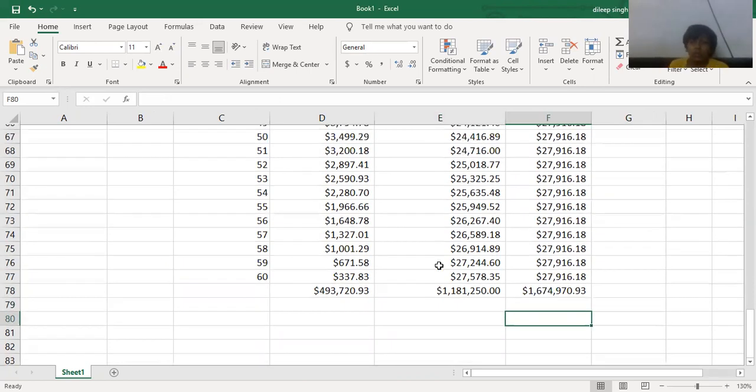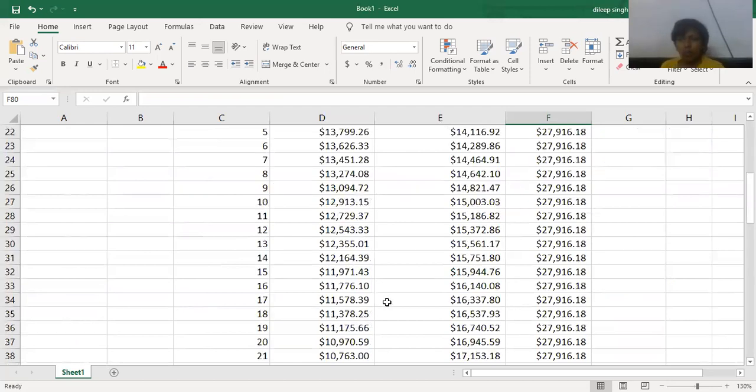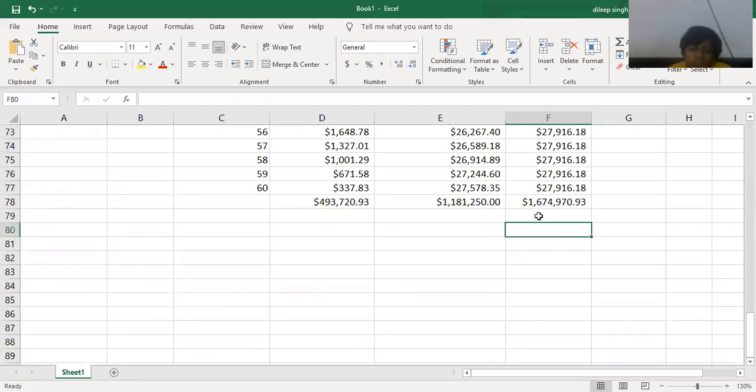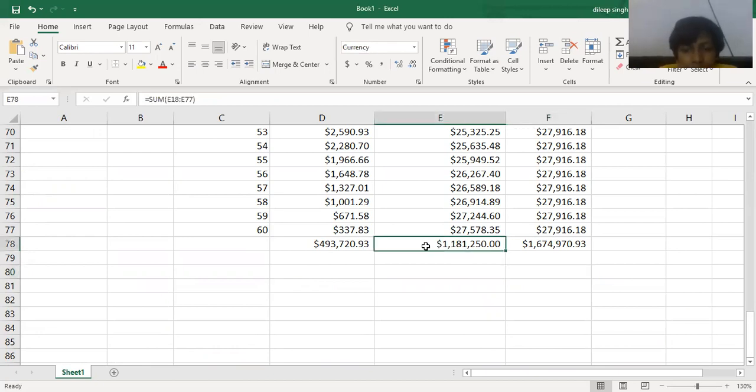So see here, if we take the loan here, the loan is 11,81,250. What amount do we have to pay? We have to pay 16,74,970 rupees 93 paise. And what will be our loss? Our loss is 4,93,720 rupees, because we have to pay this extra amount in response to this. Understood? So that is our loaning amount. Yes, this is the extra amount during 5 years.